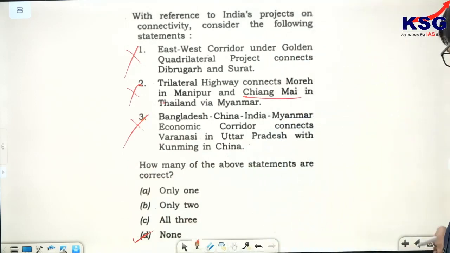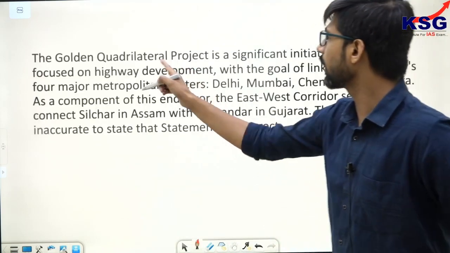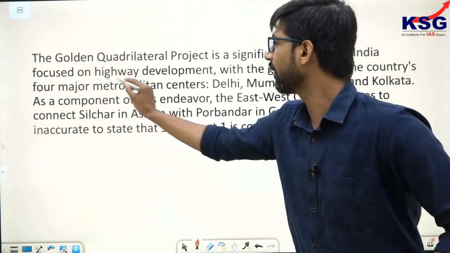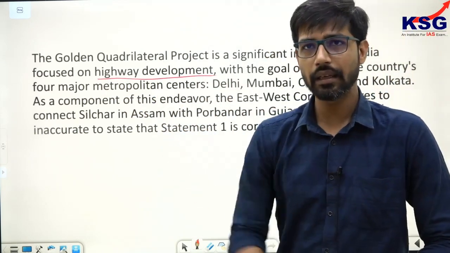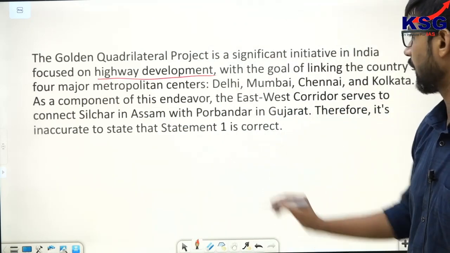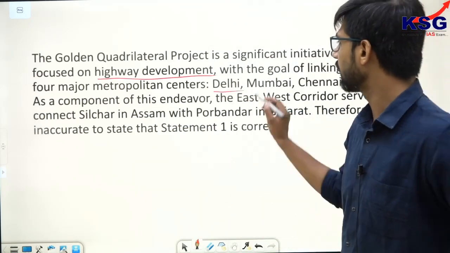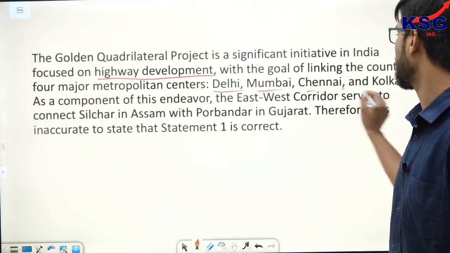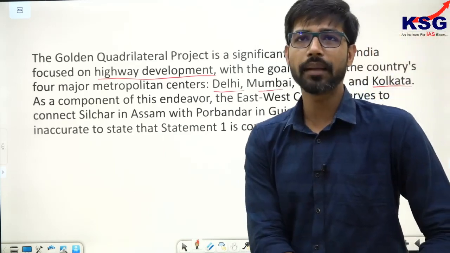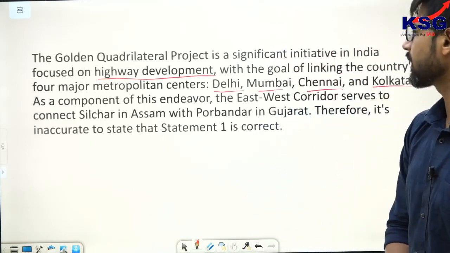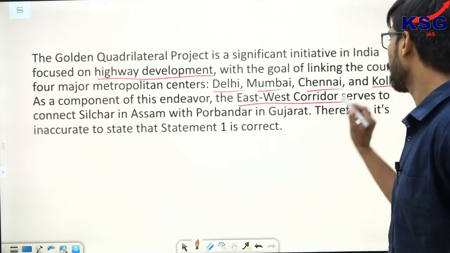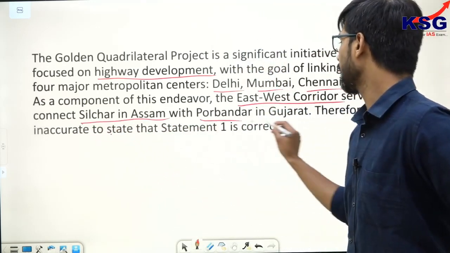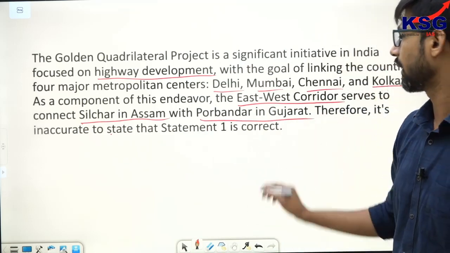We'll discuss the explanation. First, the Golden Quadrilateral project. It is a very important initiative in India focused on highway development. There are numerous highways which are to be constructed via this particular project, and they are going to connect the country's important metropolitan centers like Delhi, Mumbai, Chennai as well as Kolkata, the 4 big metropolises. As a component of this endeavor, there is one east-west corridor as well, which serves to connect Silchar in Assam with Porbandar in Gujarat. Therefore, statement 1 is incorrect.